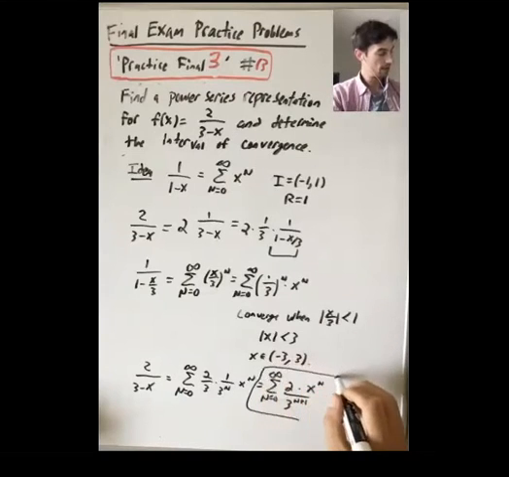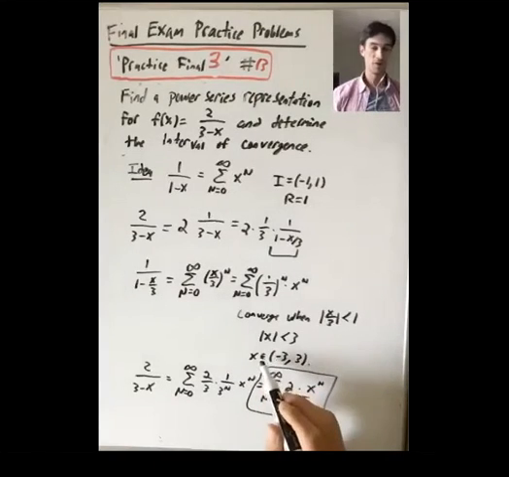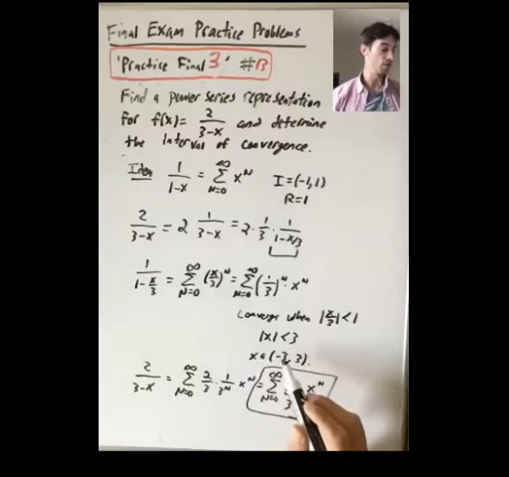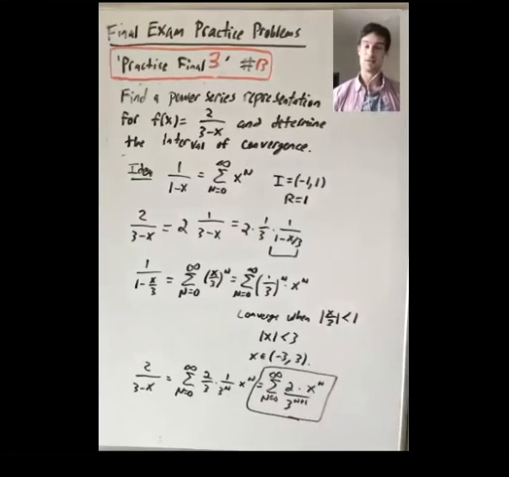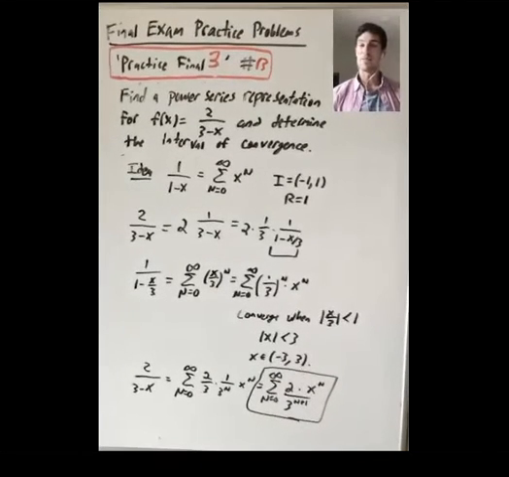And when does this converge? The interval of convergence is exactly the interval from -3 to 3. So this is a very standard type of example that you might expect to see on the final exam.